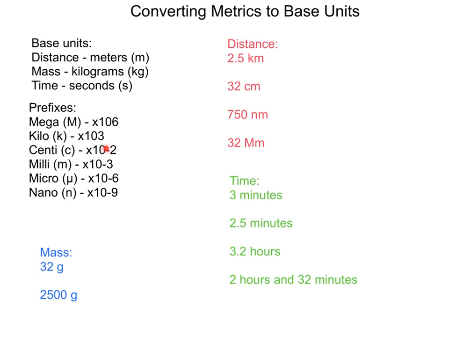Centi means times 10 to the negative 2nd. Jump it twice, making it into a smaller number, right? Milli, negative 3rd. Micro, negative 6. Teeny tiny, nano, negative 9th. We didn't get into angstroms and picometers. We can talk about that later.